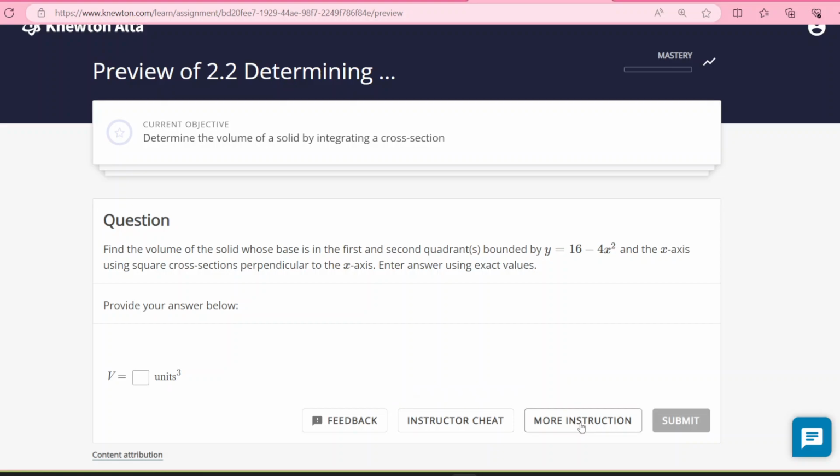You will see this more instruction button. So if you're ever struggling on a particular objective, click on this, go to the more instruction area, and you'll be given some reading to do or some videos to watch or both. And then they'll give you some problems to do, while the instruction is still up on screen. So you can keep referring back to it, and maybe that'll help you get through the assignment as well.